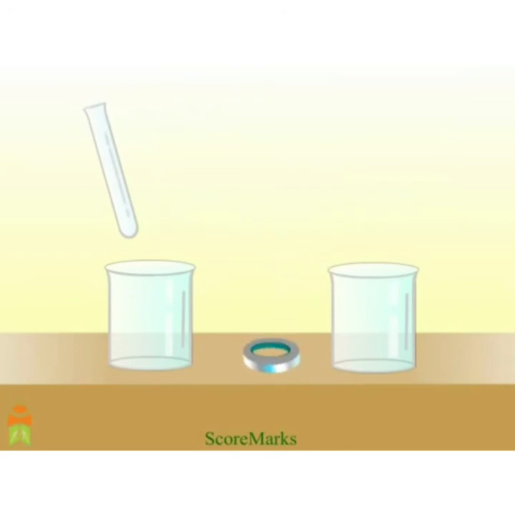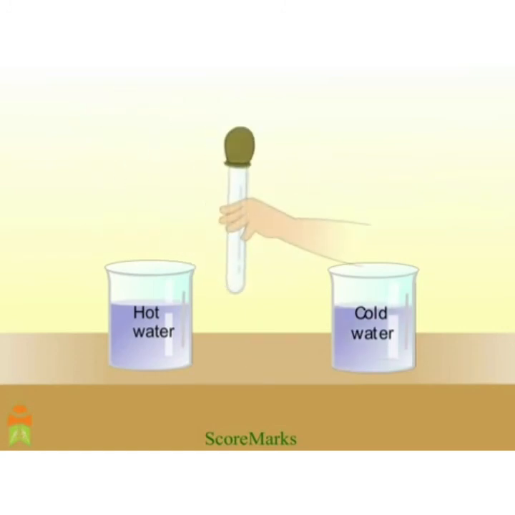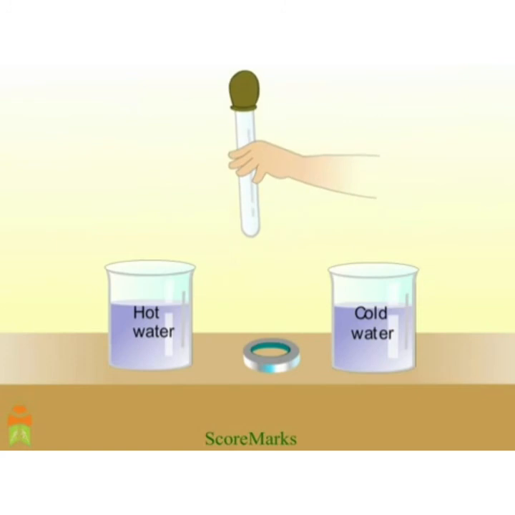Fill one beaker with hot water and another with cold water. Stretch a balloon tightly over the neck of the boiling tube with tape. Now, place the boiling tube in the hot water beaker. Do you see any change in the shape of the balloon? Yes, it is getting inflated. It is because the hot water heats up the air inside the boiling tube, due to which the air inside the tube gets expanded.